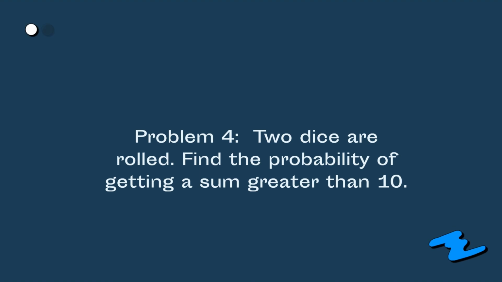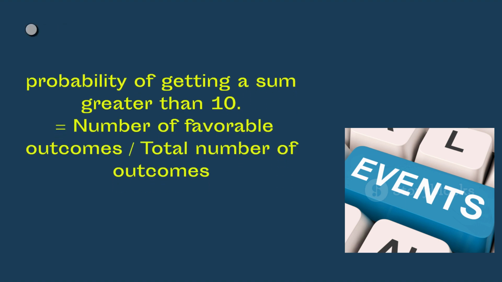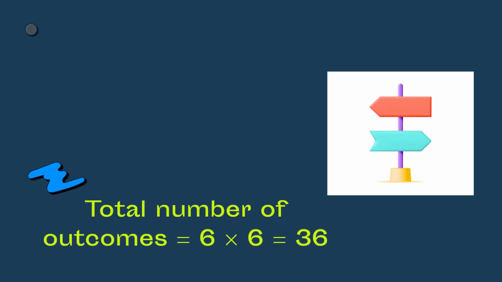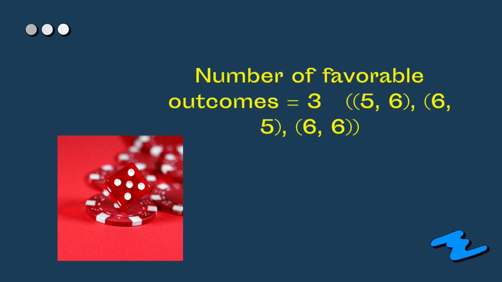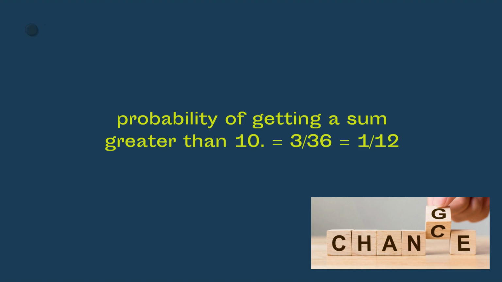Problem 4. Two dice are rolled. Find the probability of getting a sum greater than 10. Probability of getting a sum greater than 10 equals number of favorable outcomes over total number of outcomes. Total number of outcomes equals 6 times 6 equals 36. Number of favorable outcomes equals 3: (5,6), (6,5), (6,6). Probability of getting a sum greater than 10 equals 3/36 equals 1/12.